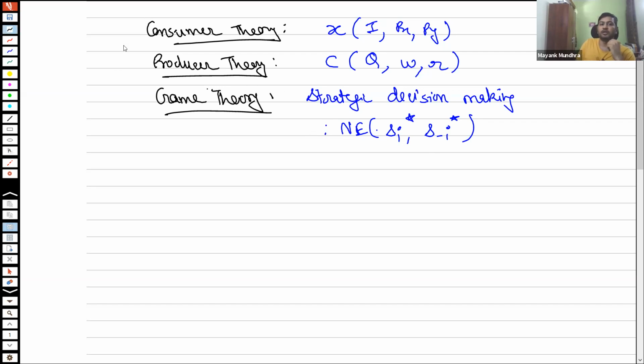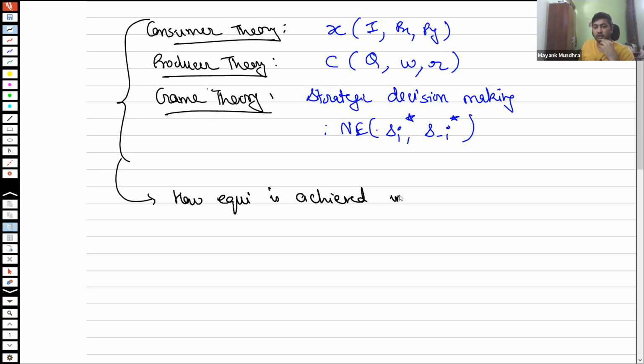So now we want to bring together the concepts of these three topics and basically look at how equilibrium is achieved in the market for any good. Take the market for any good X. Okay, so how is the equilibrium going to be achieved? That is, when do we have demand equal to supply for this particular good X in this market?